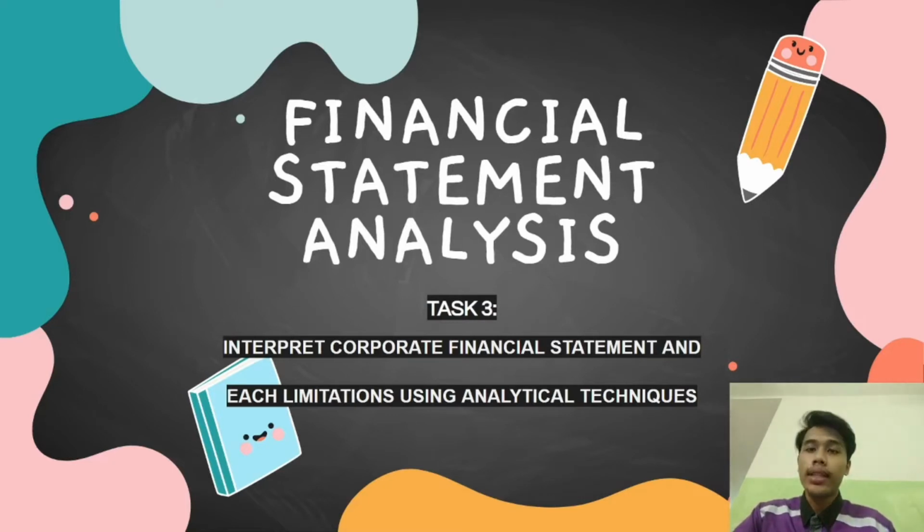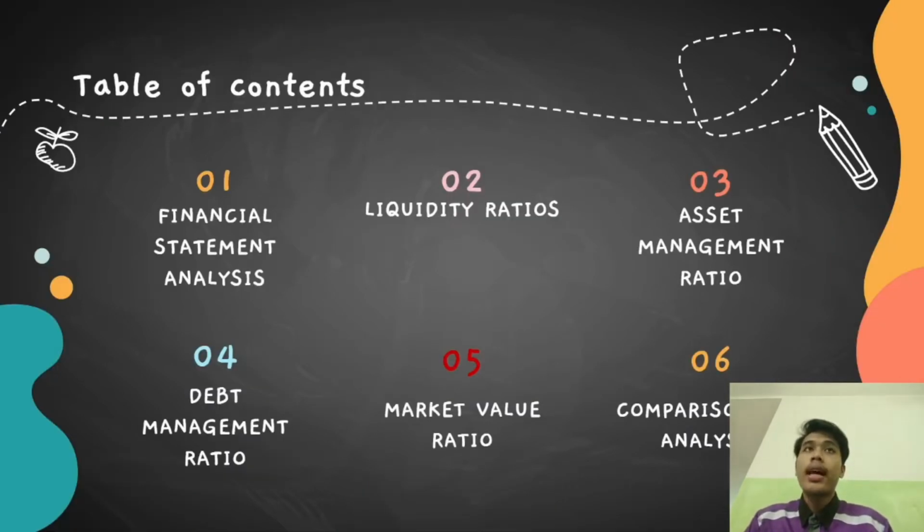Today my group will present about interpreting corporate financial statements and their limitations using analytical techniques. This is our task 3, which is our final assignment for the financial statement analysis subject. This is our table of contents: firstly financial statement analysis, liquidity ratio, asset management ratio, debt management ratio, market value ratio, and comparison analysis. This will all be presented by my group and me.